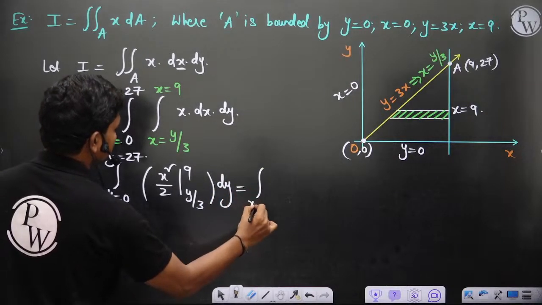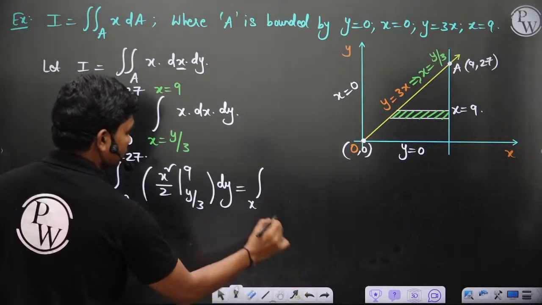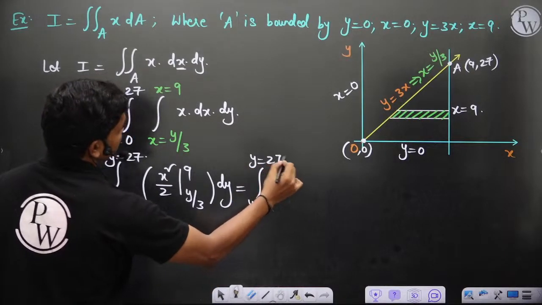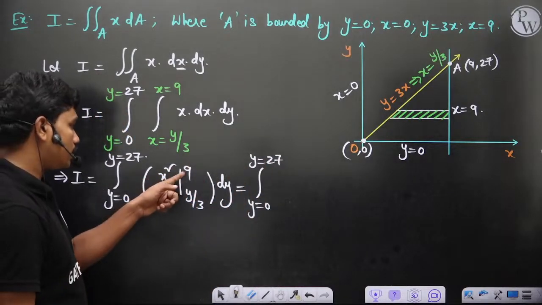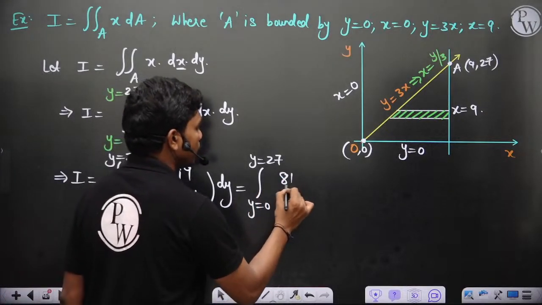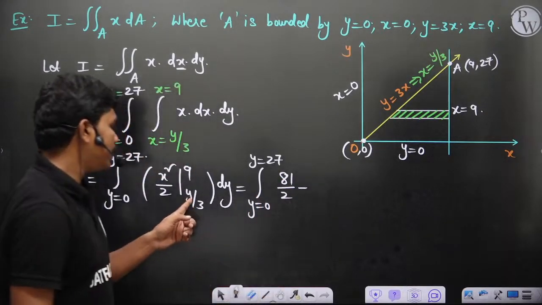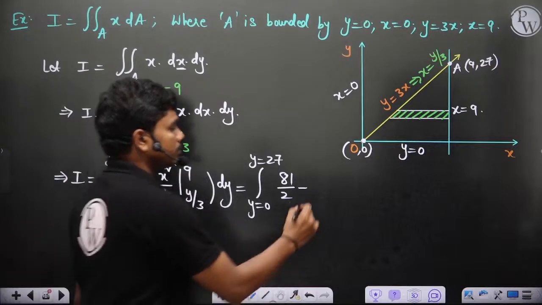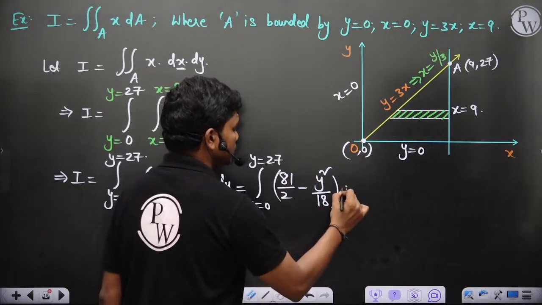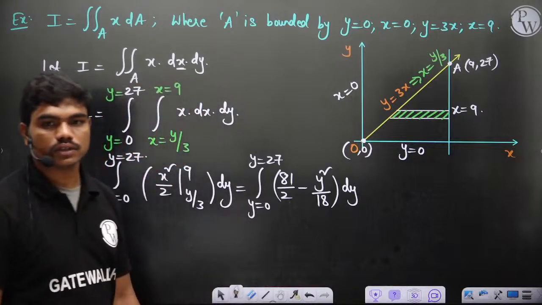So if you integrate this, x is equal to y by 3 to 9, and y is equal to 0 to y is equal to 27. Let us substitute these limits. If you put 9 here, upper limit, 9 square by 2, so 81 by 2, minus when you put y by 3 here, y square by 9 by 2, so y square by 18. That's what you have here, dy. So this is what you got.